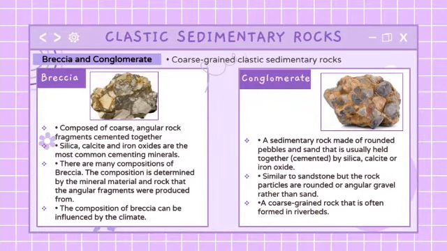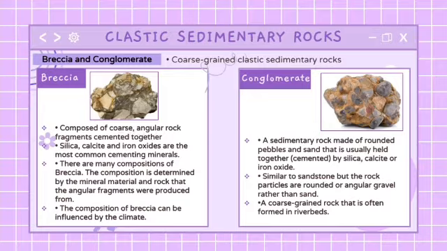So, clastic sedimentary rocks. We have breccia and conglomerate. These rocks are coarse-grained clastic sedimentary rocks. Breccia is composed of coarse angular rock fragments cemented together. Breccia is a poorly sorted composite of a wide range of grain size ranging from clays to gravels, which is greater than 0.062 to 2 mm.